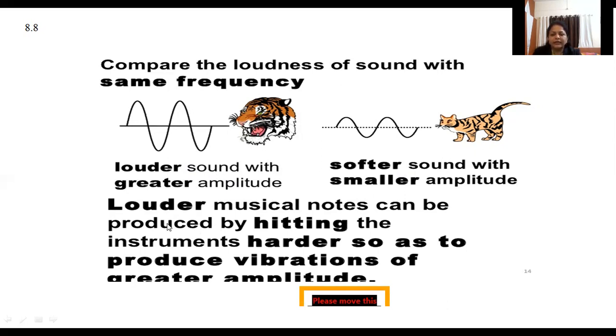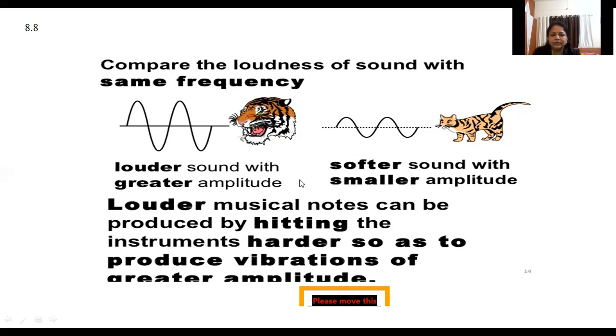Louder musical notes can be produced by hitting the instruments harder, so as to produce vibrations of greater amplitude. जेव्हा कधी हार्ड नोट्स पाहिजे असतात त्यावेळेला जास्त इन्स्ट्रुमेंट are hit harder, so as to produce the greater vibrations of greater amplitude.